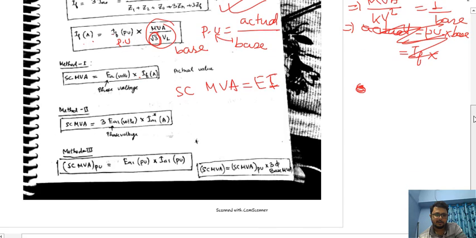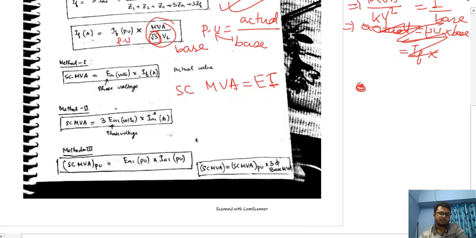This is one method, actual value. Now if you want to measure in terms of three phase, then short circuit MVA equals 3 times EA1 in volts into IA1 in amperes. This is another method. And this is the third method. In terms of per unit, if you want to calculate, then EA1 into IA1. So one by one we will see all the methods.